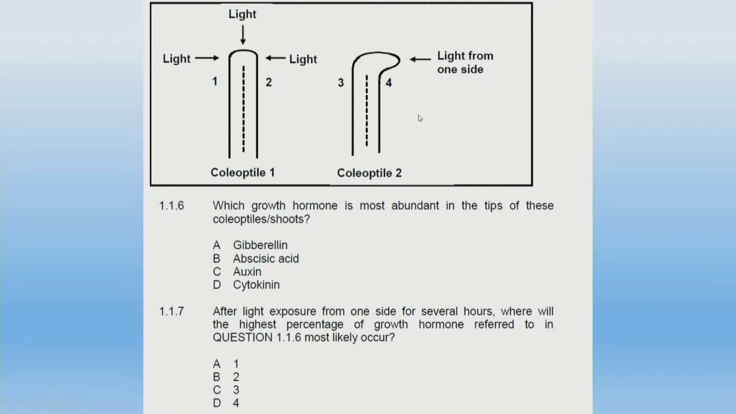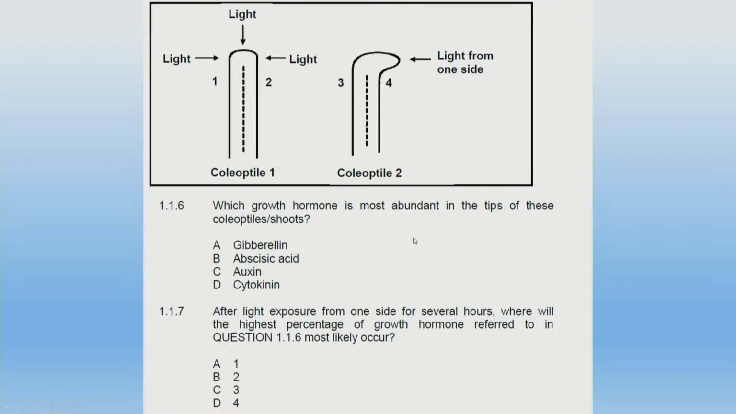But when you look at diagram number 2, or coleoptile number 2, we have site number 3 and number 4, and light from one side. So it means that light shines on site number 4. And then you know what happens here. Because auxin is sensitive to light, it will move to the darker side, which is site number 3. After that, the stem will bend towards the direction of the sunlight.